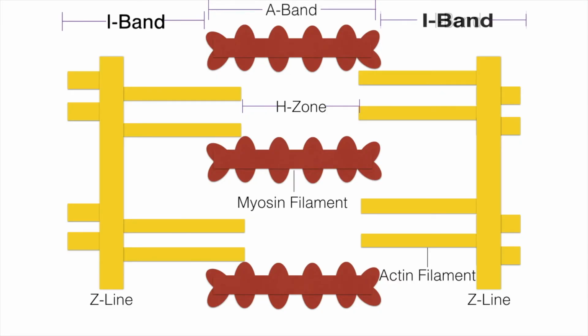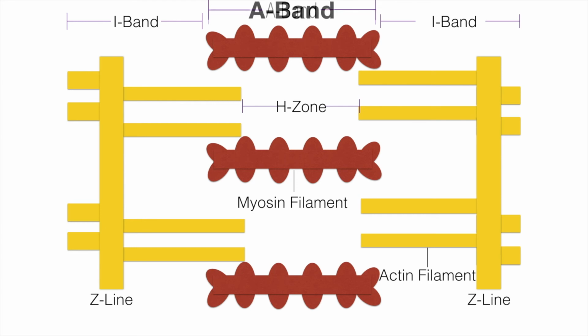The I-band is the zone of thin actin filaments. It is not superimposed by thick myosin filaments. The two actin filaments are pulled towards each other towards the myosin in the center. The A-band contains the entire length of a single thick myosin filament. The H-zone is the zone of the thick filaments that is not superimposed by the thin actin filaments.